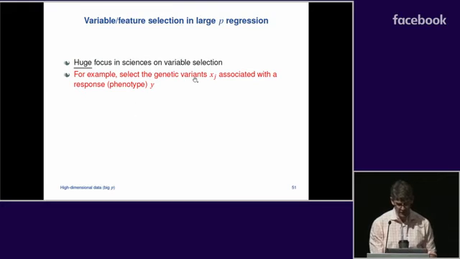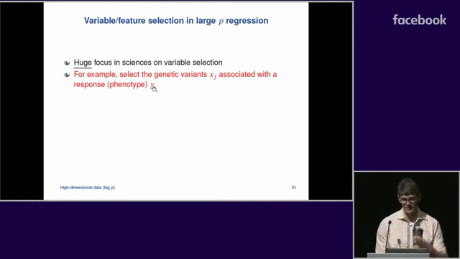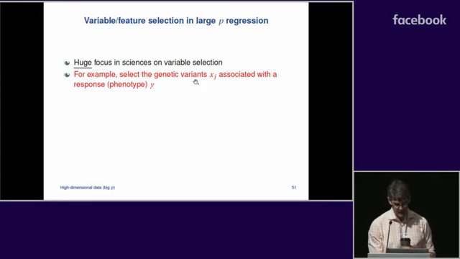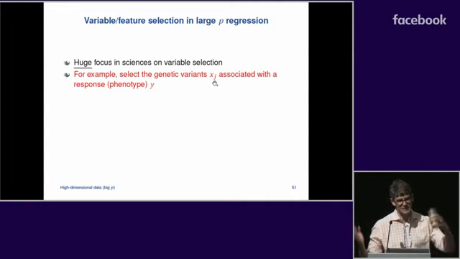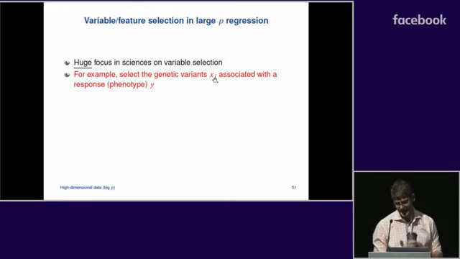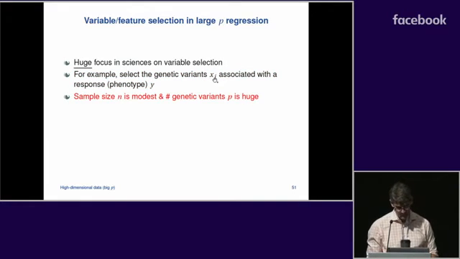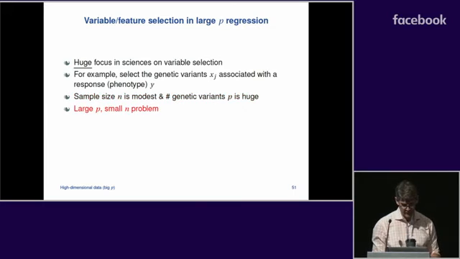Okay, so one example would be I have some phenotype or response variable for a patient, Y, some health response. I work a lot on cancer genomics, so this might be your subtype of cancer. And then I have a lot of genetic variants, X_j, associated with that response. Now I have whole genome sequencing and all this stuff, so there might be a lot of these. The sample size is going to be modest. The number of genetic variants is huge. So we have this large p, small n problem. So what do we do?